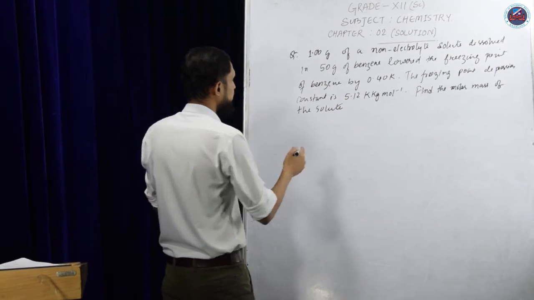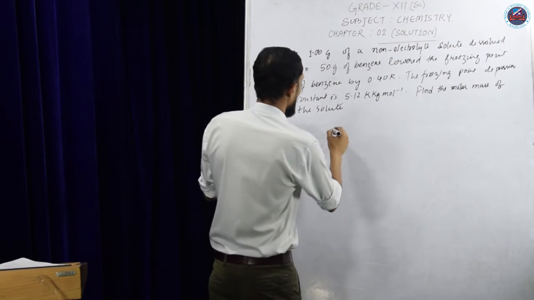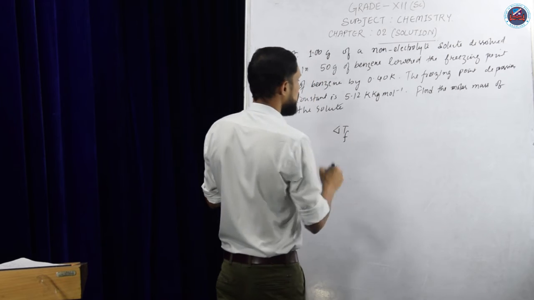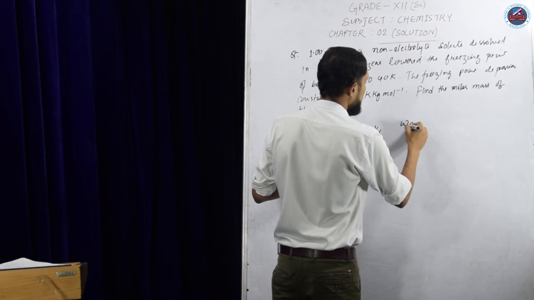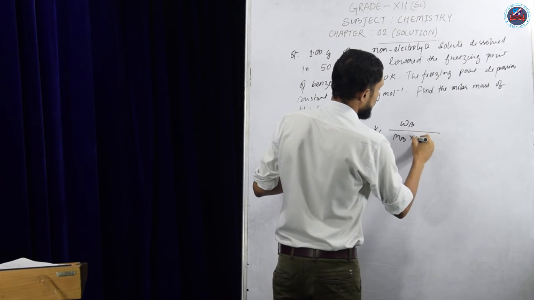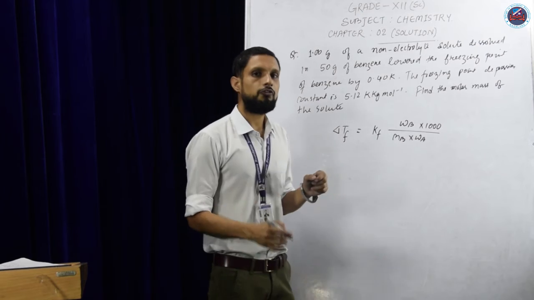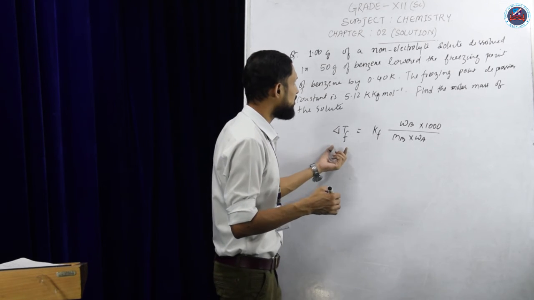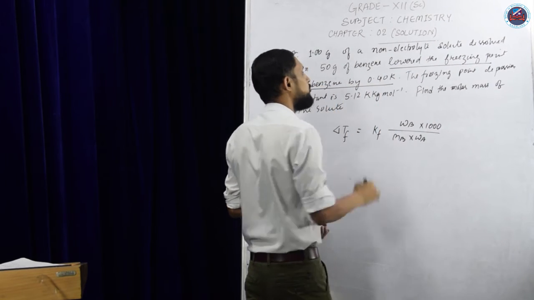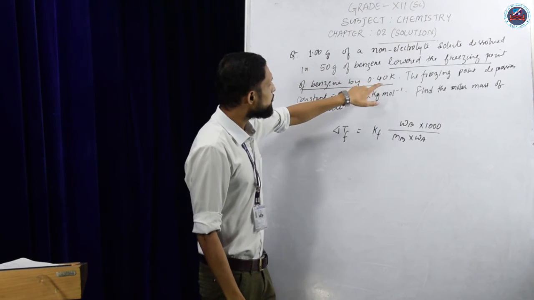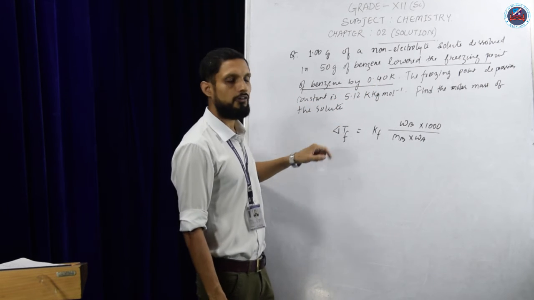So let us start by writing the formula. For depression in freezing point, the formula is delta Tf equal to Kf Wb by Mb Wa, multiplied by 1000. Here, instead of Tf naught minus Tf, we'll use delta Tf because they have given here lowered the freezing point of benzene by 0.40. That means this is depression in freezing point, that is delta Tf.